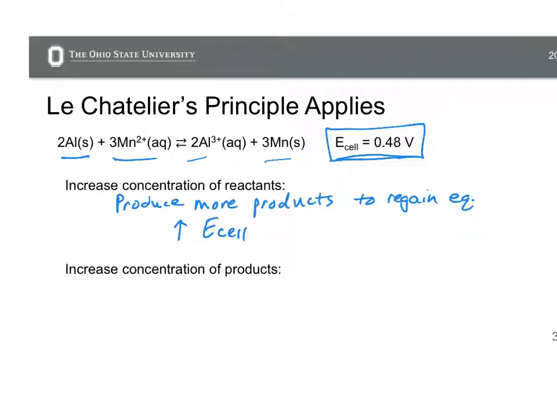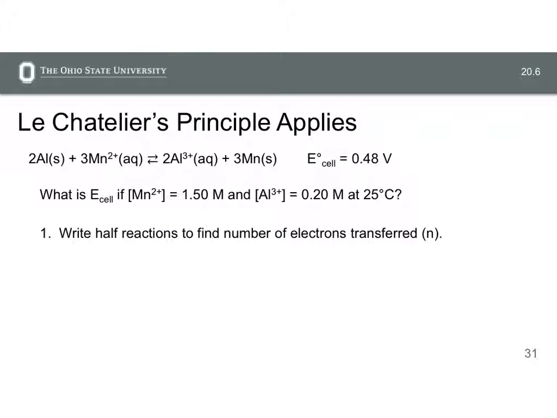If we increase the concentration of products, okay, Le Chatelier tells us, of course, we're going to need to make more reactants in order to regain equilibrium. So in that case, E cell is reduced. So that's a nice way of thinking about this, just in terms of Le Chatelier's principle, but we actually calculate quantitatively what's happening using the Nernst equation.